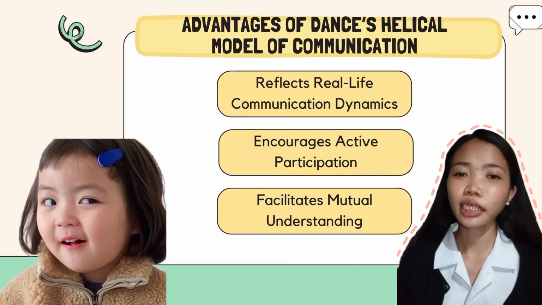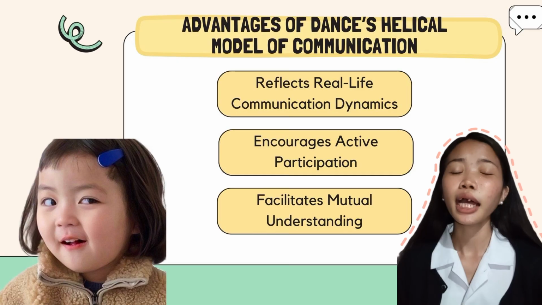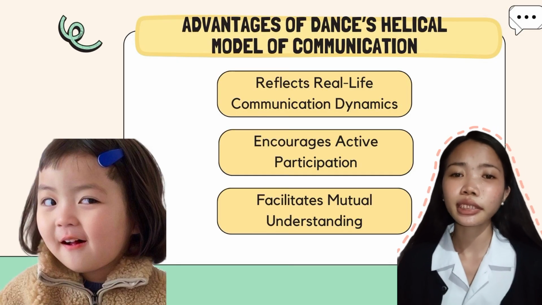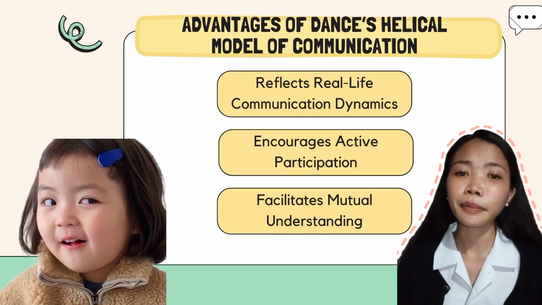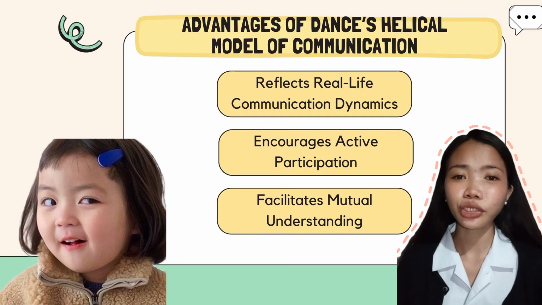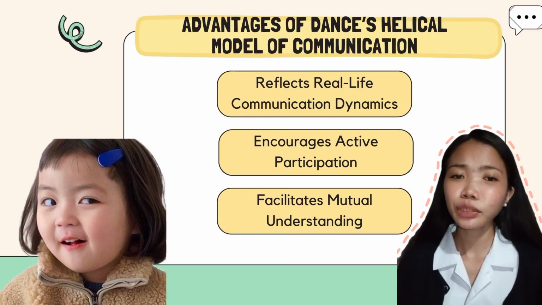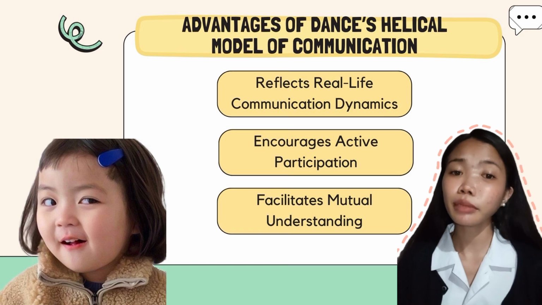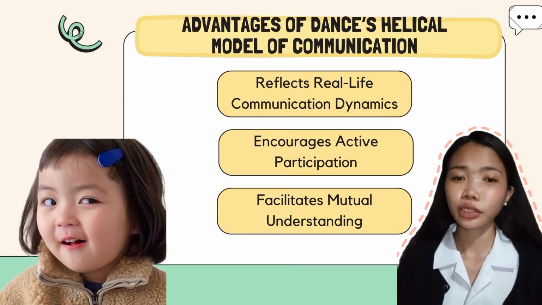The second one: encourages active participation. The helical model encourages active participation from both senders and receivers of messages by emphasizing dynamic interactions and feedback loops. The model promotes engagement and collaboration between communicators, leading to more meaningful and effective communication outcomes.